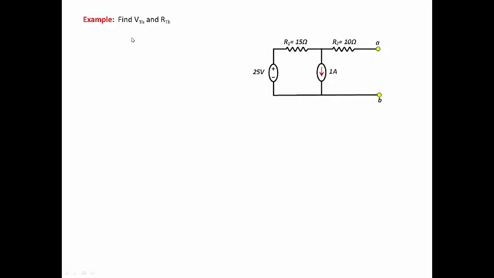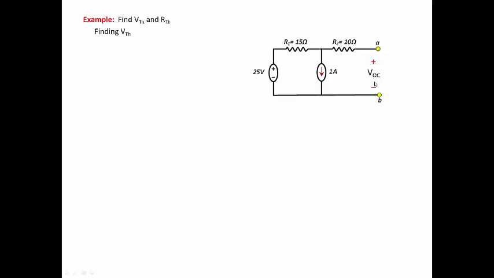The first thing is you need to solve for V Thevenin. The second one, you need to solve for R Thevenin. So we're going to start with finding V Thevenin, and to find V Thevenin, basically we are interested in the voltage across the open circuit terminal at the output, which we call VOC.